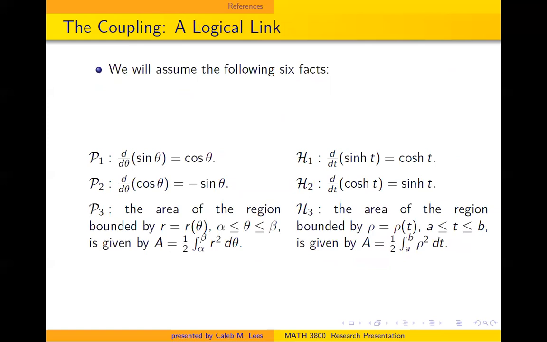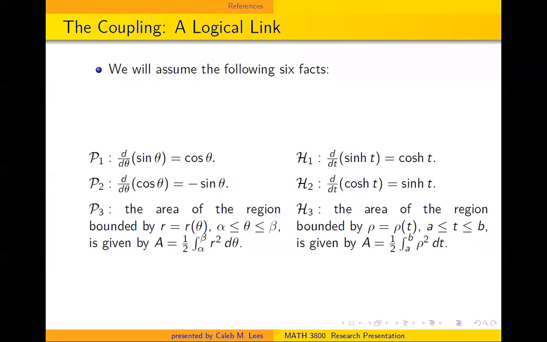So here's kind of our logical starting point. We're going to assume the following 6 facts about polar and hyperbolic trig. P1 and P2, the derivatives of sine and cosine, are pretty easy to accept. We all know that the derivative of sine is cosine and the derivative of cosine is negative sine.